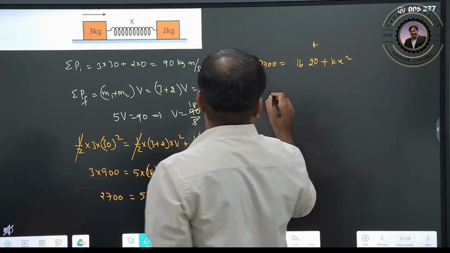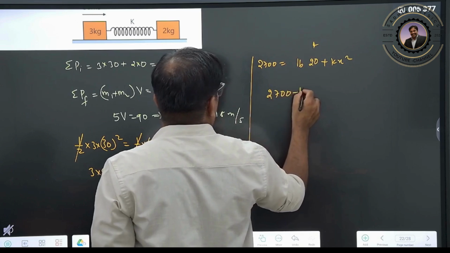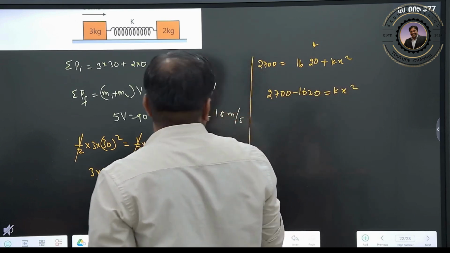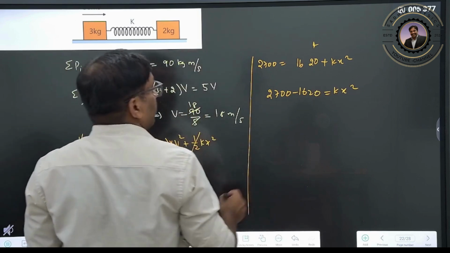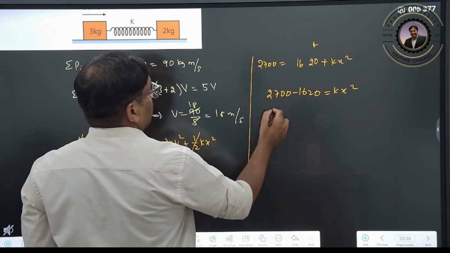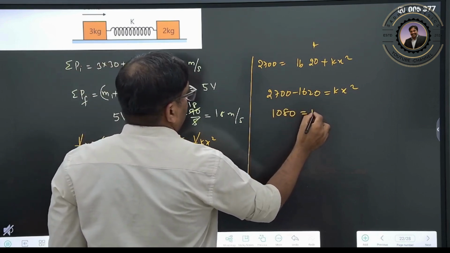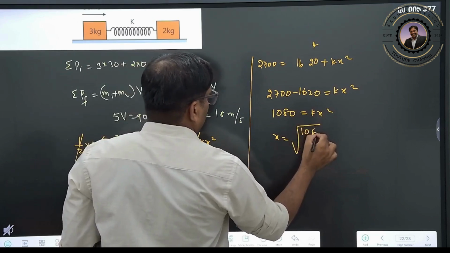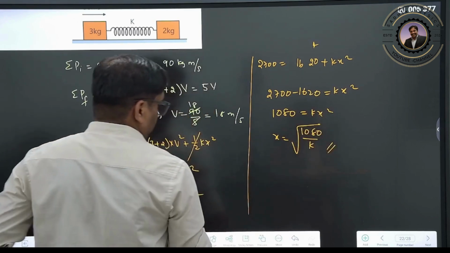So taking it here, 2700 minus 1620 is equal to k x square. How much will it be? Therefore 1080. It will be your answer, k x square equals 1080. x is equal to root of 1080 by k, so that will be your answer.